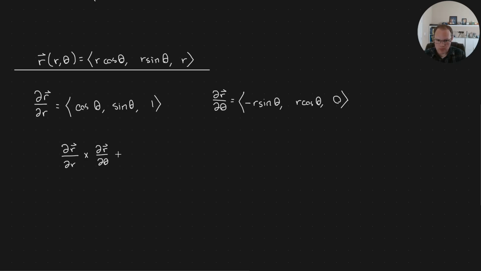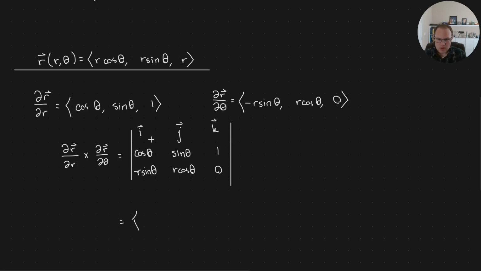Let's drop the norm for now. Let's just worry about the cross product. So ijk, partial derivative of the function with respect to variable r, I get cosine theta, sine theta, 1. And let me just give myself a little bit more room here since components are a little longer. Cosine theta, sine theta, 1, and partial derivative of the function with respect to theta is negative r sine theta, r cosine theta, 0.